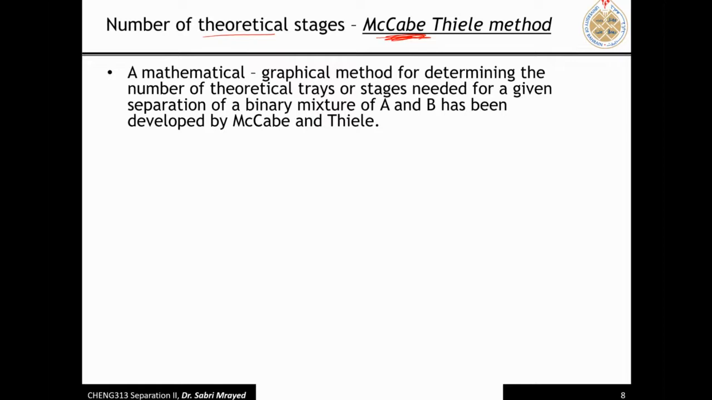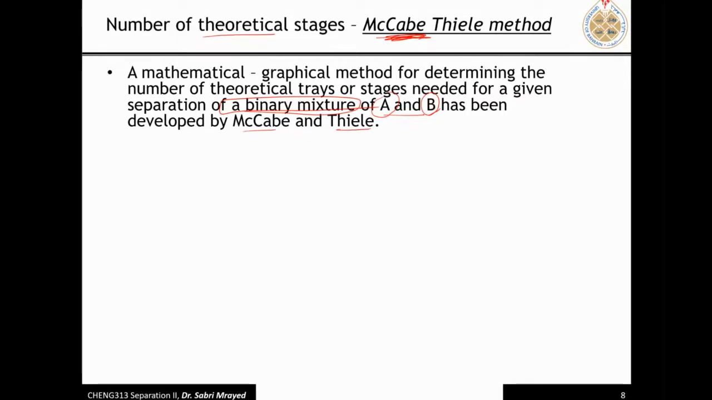So it's a graphical method for determining the number of theoretical trays or stages needed for a given separation of a binary. So it is only for a binary system of A and B. Now, of course, A is going to be the more volatile component, and B is going to be the heavy component. It was developed by McCabe and Thiele.